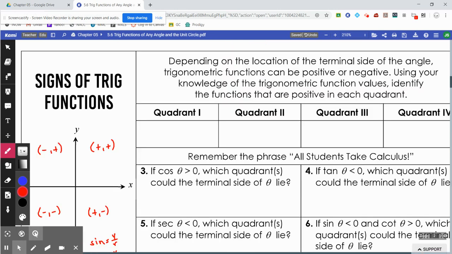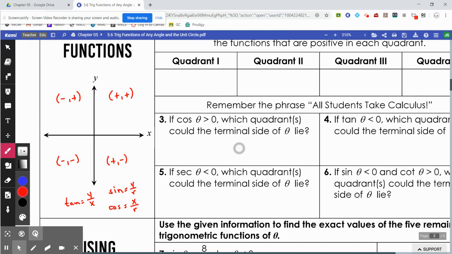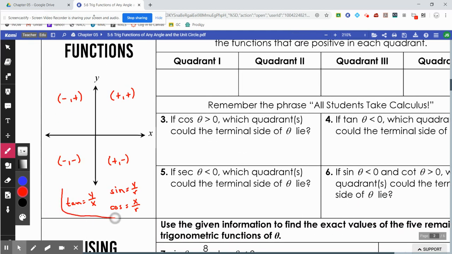Okay, next up it says, depending on the location of the terminal side of the angle, trigonometric functions may be positive, may be negative, as you could see in the last few examples. Using your knowledge of trig function values, identify the functions that are positive in each quadrant. Just a reminder that sine, cosine, and tangent, there are the definitions of each. And r, my radius value, is always going to be positive.